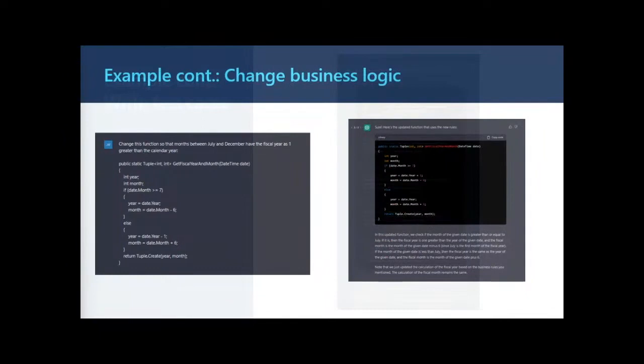And then continuing that, we can ask it now to say, hey, the code that you wrote, I don't actually like it. Let's change the business logic a little bit. So I say, change this function, for the months between July and December, have the fiscal year be one greater than the calendar year, which is actually how Microsoft's works. So right now, in July, we'll be in fiscal year 2024.